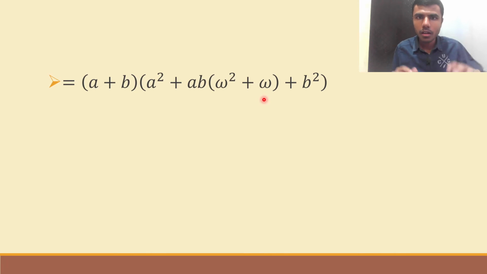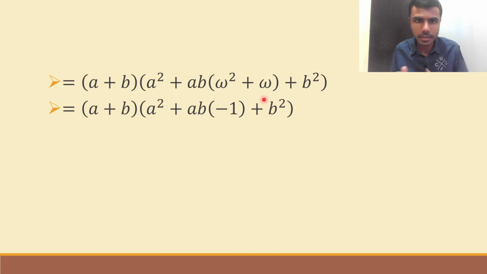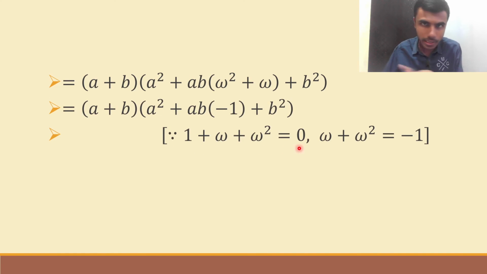Now again, since 1, omega, omega square are cube roots of unity, 1 plus omega plus omega square is equal to 0. Here what I have is omega square plus omega. Just keep omega and omega square here, send 1 to the RHS. So I get omega plus omega square is minus 1. In place of omega square plus omega, I just wrote minus 1. So this would be nothing but ab into minus 1, which is minus ab.